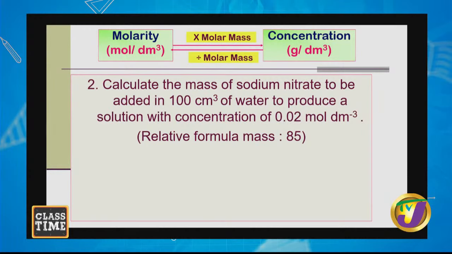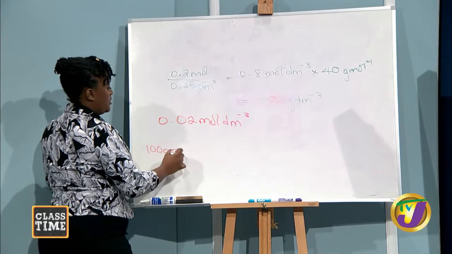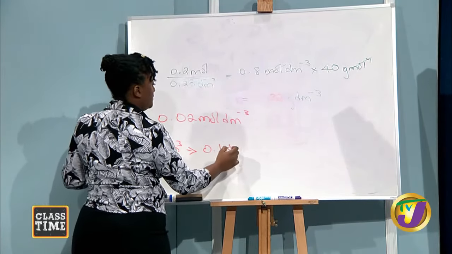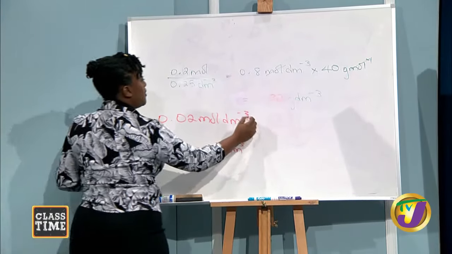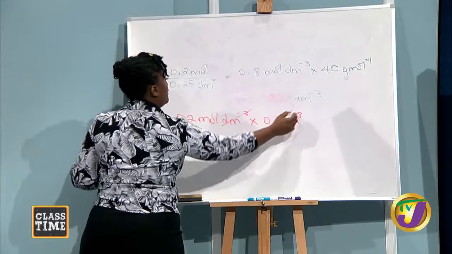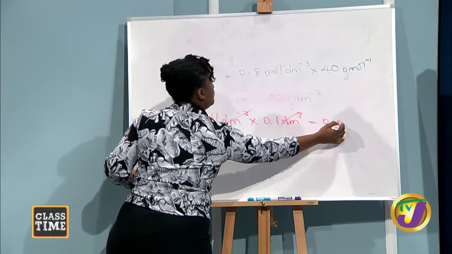Here we have centimeter cube, which is our volume, and we have concentration. So let's see if you can do this question. Here we have 0.02 mole per dm cube. And of course, we're going to convert our 100 cm cube to dm cube. So we divide by 1,000. So having this, we see that they're opposite. So we multiply this by 0.1. These two will cancel. And my answer should be 0.0.